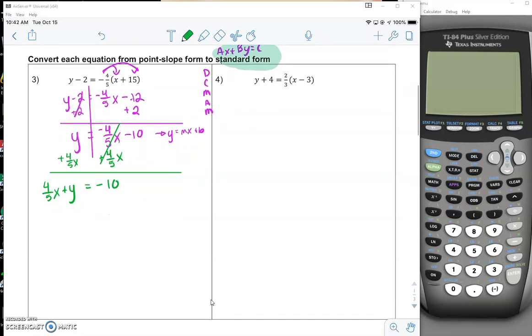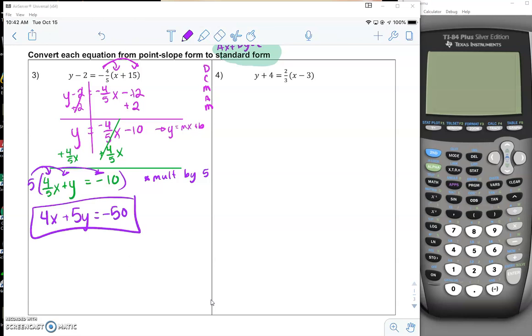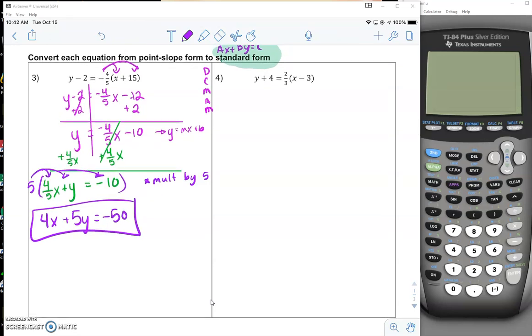Remember, our rule for standard form is that we must have all whole numbers. So to clear that fraction, to get rid of the fraction, we are going to multiply by the denominator, which is 5. And when we multiply, we have to do it like we're distributing. We multiply everything. So 4 over 5x times 5 gives us 4x, plus 5 times y, or 5y, is equal to 5 times negative 10 is negative 50. So this is now standard form. We have no fractions, all whole numbers, and our a value is positive. So notice it's okay for the last number to be negative. Only a has to be positive.